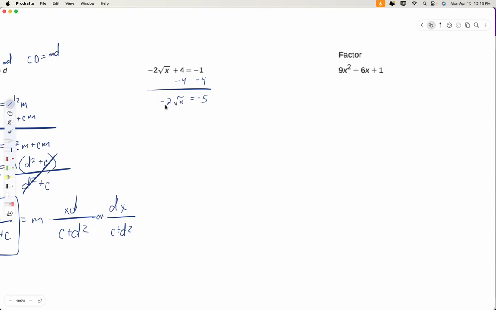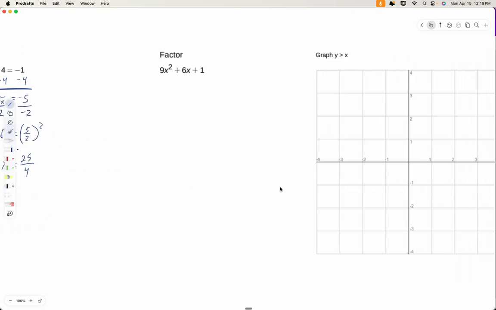Now I have negative 2 times this radical x. So I'm going to divide both sides by negative 2. So it gives me the square root of x is equal to a negative over negative is a positive, right? So 5 over 2. So in order to solve this, I'm going to square everything. That cancels the radical, so x is equal to 25 over 4, because 5 times 5 is 25, and 2 times 2 is 4. And that would be your answer for that.